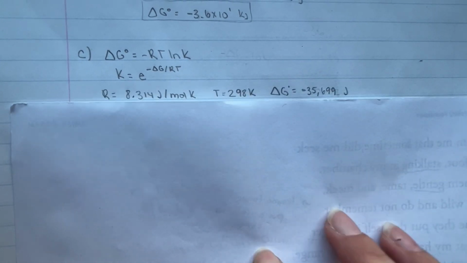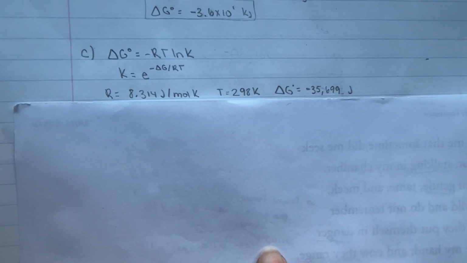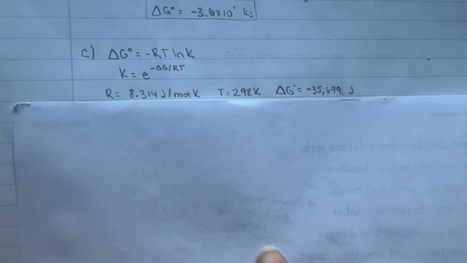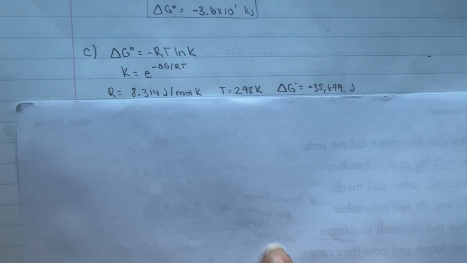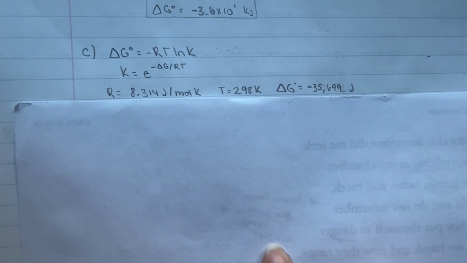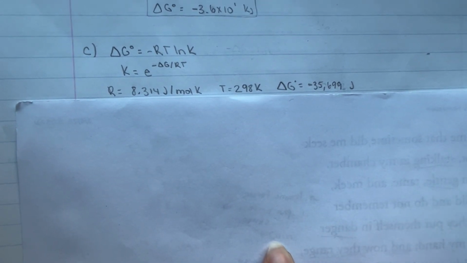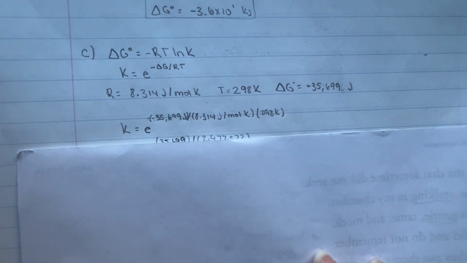Next, we're going to figure out the values that we do know. R is the gas constant, which we know to be 8.314 joules per mole Kelvin. This reaction is done at standard conditions, so the temperature is 298 Kelvin. We calculated delta G in the last problem and found that to be negative 35,699 joules. In this case, we're going to stick with joules because we want our units to cancel out. Next, we're going to plug in all the values that we know.